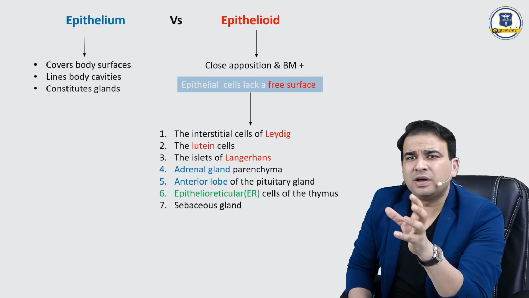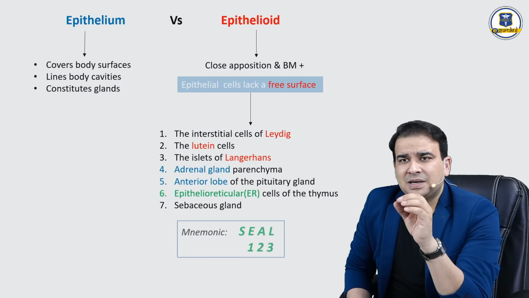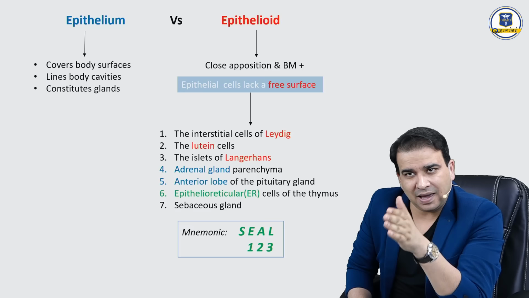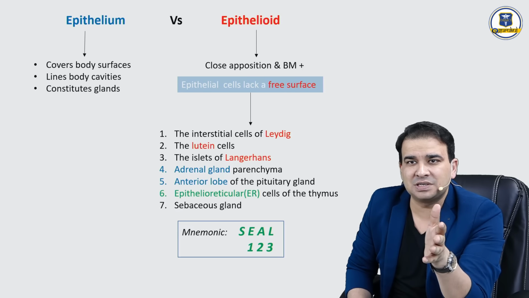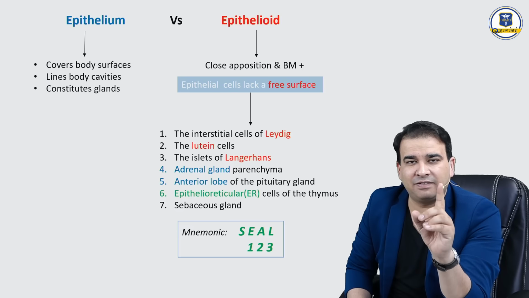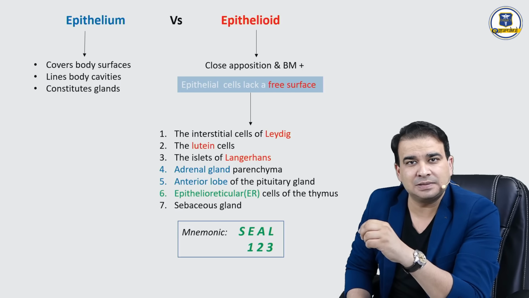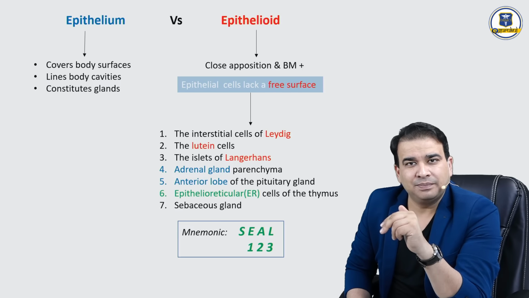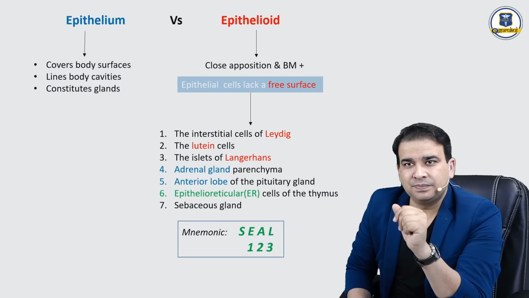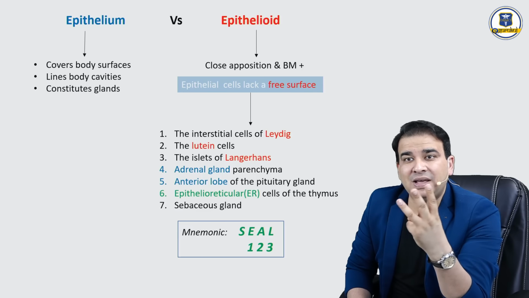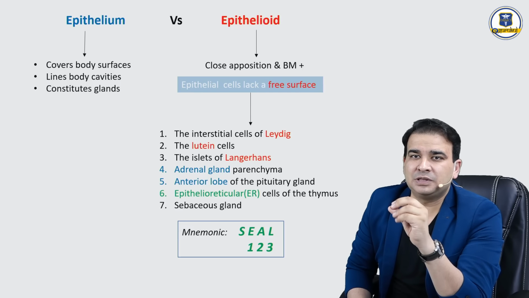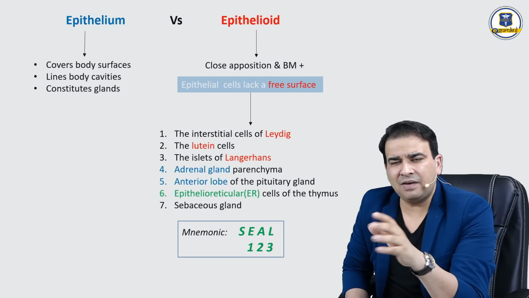Now, a small mnemonic which may help you remember these: SEAL and 1, 2, 3. When you say SEAL, I've written 1, 2, and 3 below E, A, and L. The S will remind you of the sebaceous gland. We said E, and 1 is written below it. So 1 goes with the letter E, which is epithelio-reticular cells. A has 2 below it: 1 is the adrenal gland, and 2 is the anterior lobe of the pituitary. And below L it is 3, so we have three Ls over there: Leydig, lutein, Langerhans. So these are the examples of epithelioids, and we have very limited examples, so it's not difficult to remember them.